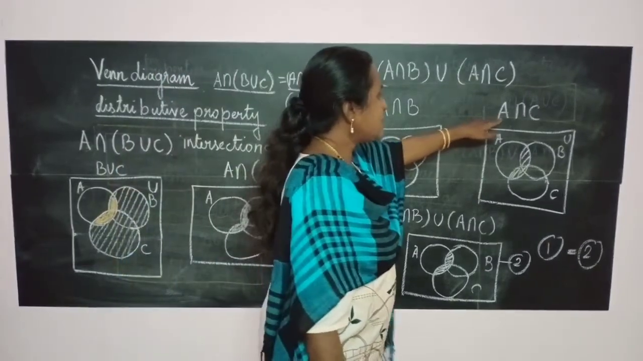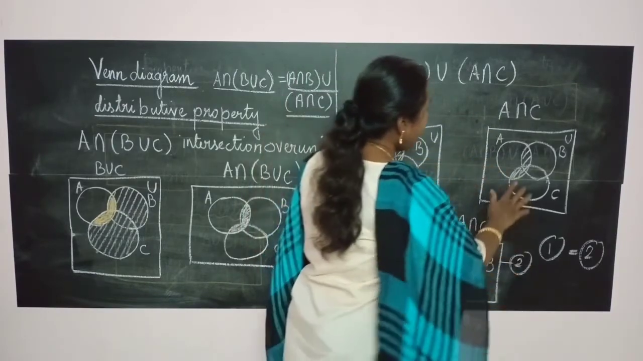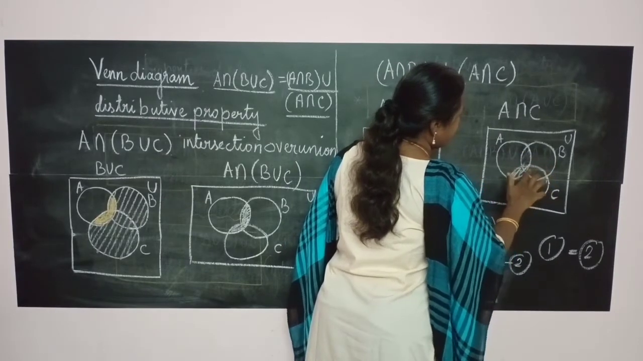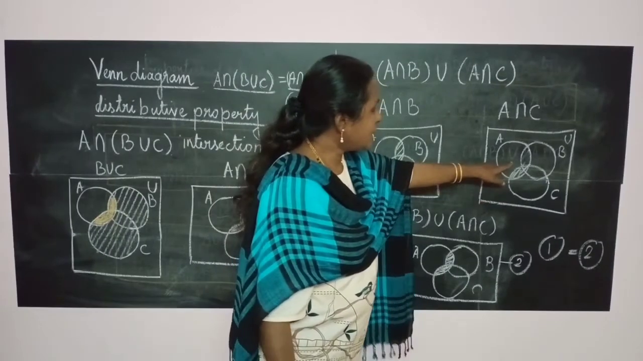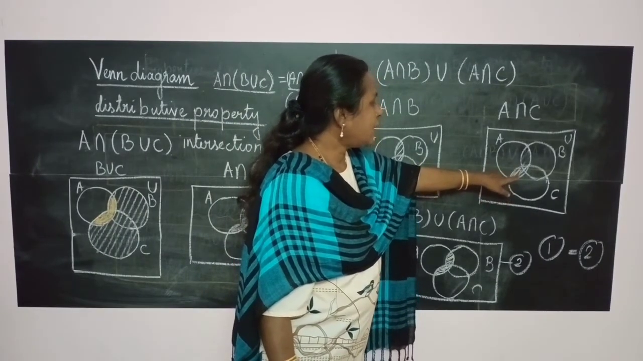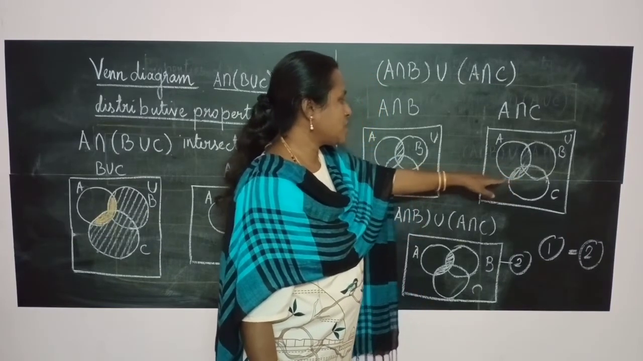Okay, A intersection C: this portion alone is the portion common between A and C. That is what I have shaded here. That is the region A intersection C.